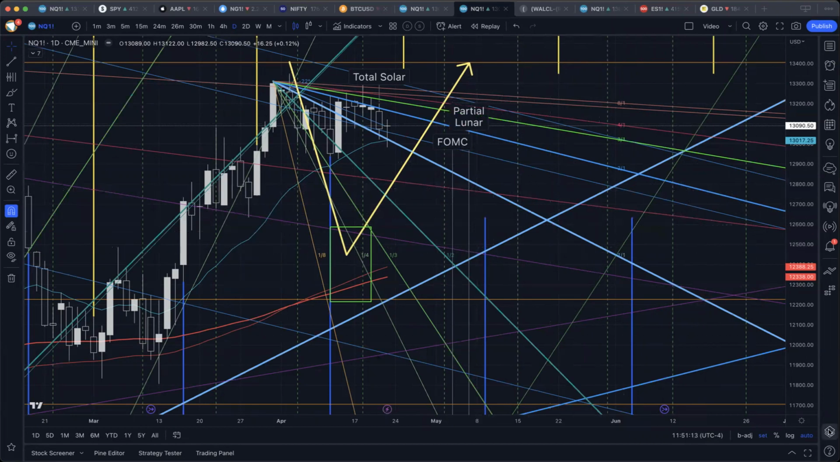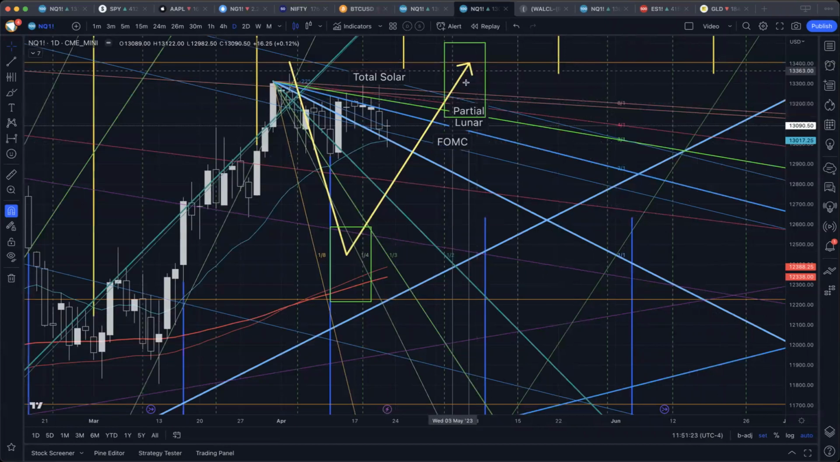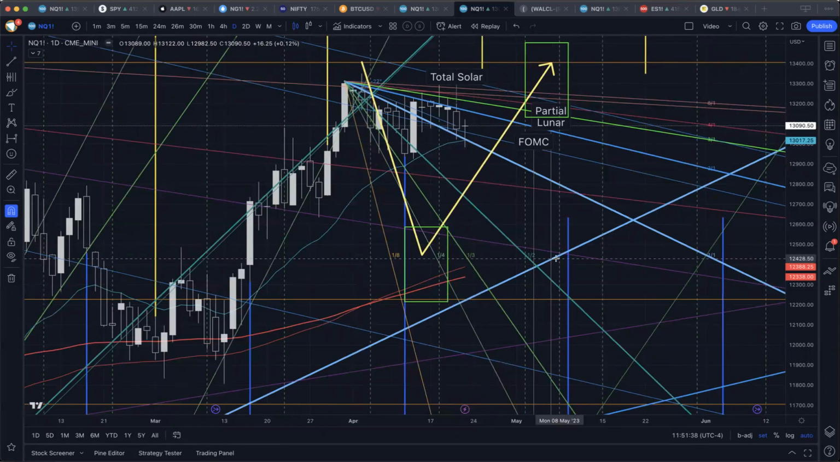I think in the short term, what we're going to see here is price going up into the partial lunar eclipse, simply because there has been this pattern of, basically, we're in a bullish pattern. We're above the 1x1. We are above major moving averages right now. We're just taking a pause, digesting this move up that happened in March.